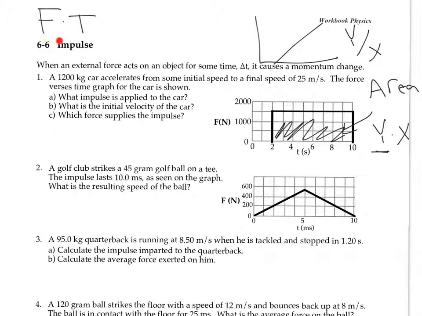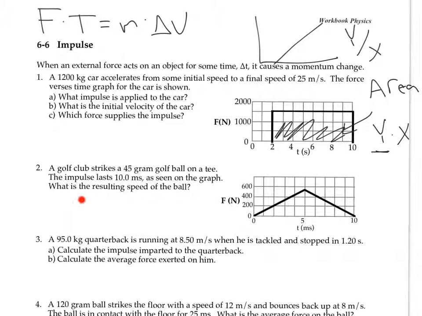Once we have that impulse, to do B, I know that impulse equals a change in momentum. A change in momentum is mass times the change in velocity. I know the final velocity is 25. So once I have my impulse, I can find what the change in velocity is, and then I can work backwards to figure out what was the initial velocity of the car.